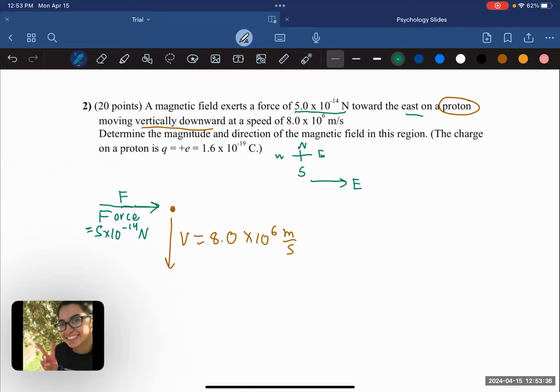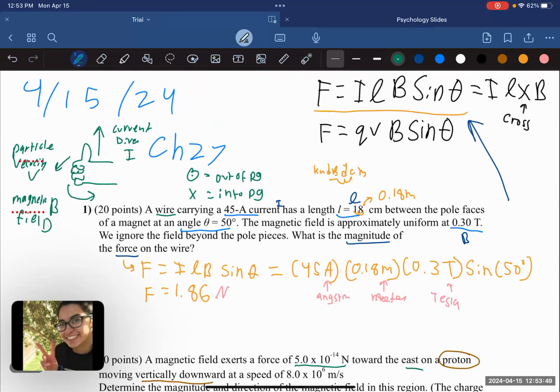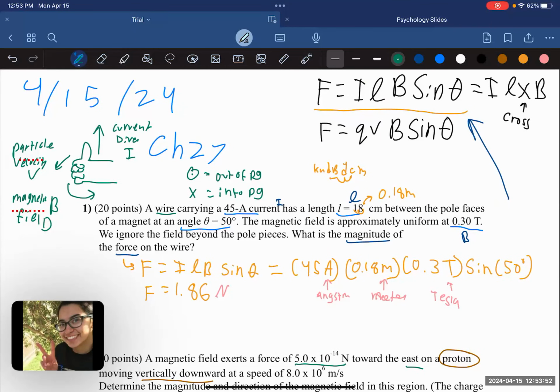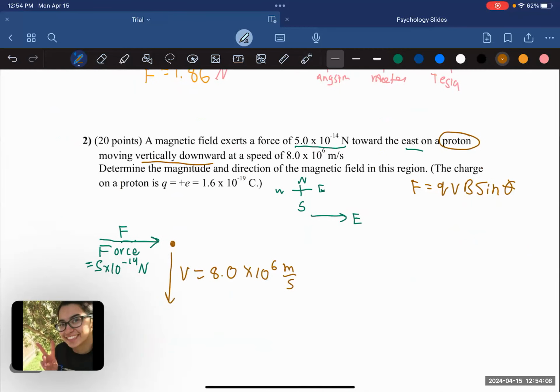And then determine the magnitude and direction of the magnetic field. And we're given the charge of the proton. Okay, let's start with the magnitude. We're also given the charge, so that should be probably this equation up here. So F is equal to QVB sine theta. I believe because we do have sine theta, it's probably going to be this angle right here, which is going to be 90 degrees.